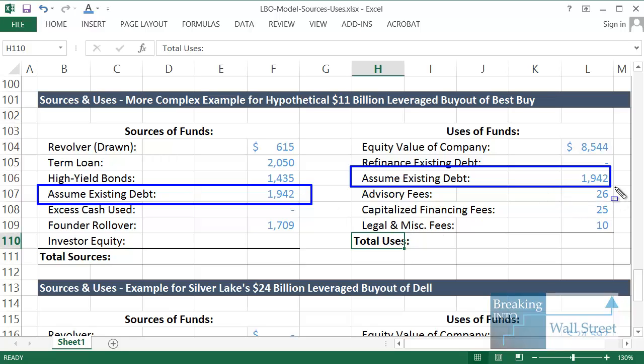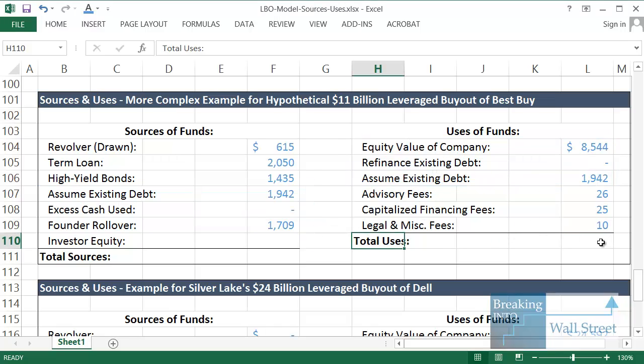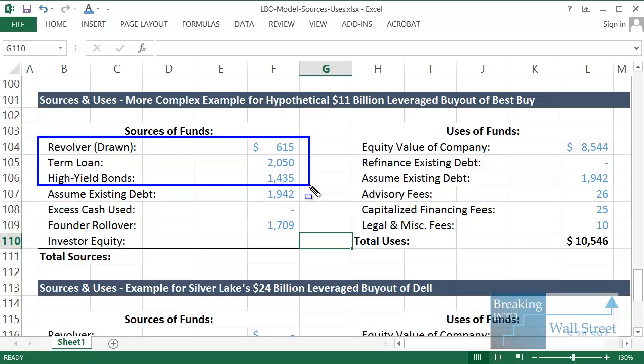Now, under this, we still have some of the similar items, such as fees here. We have the equity value of the company. So those are all the same. We have refinancing existing debt, but this is the new item I wanted to show you quickly. Let's add up the total uses here so I can show you what happens in this case. We have about $10.5 billion. And then under sources of funds, we have debt here on top, and it's a little bit different, but it's still basically the same thing, just different types of debt. We're using a few more different types in this case. We have assuming existing debt. I just went over that item.